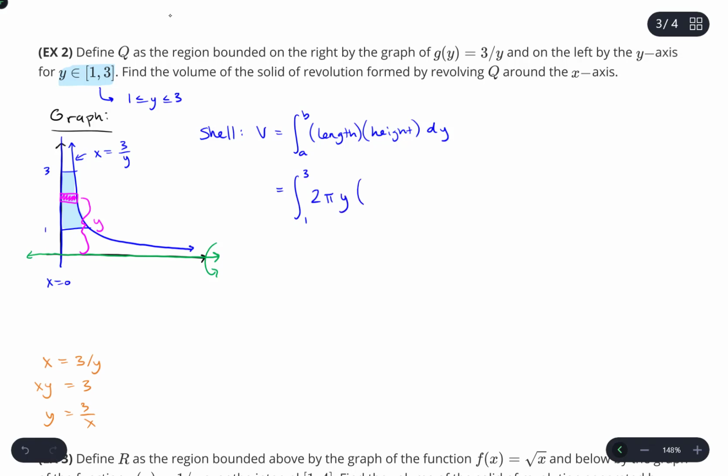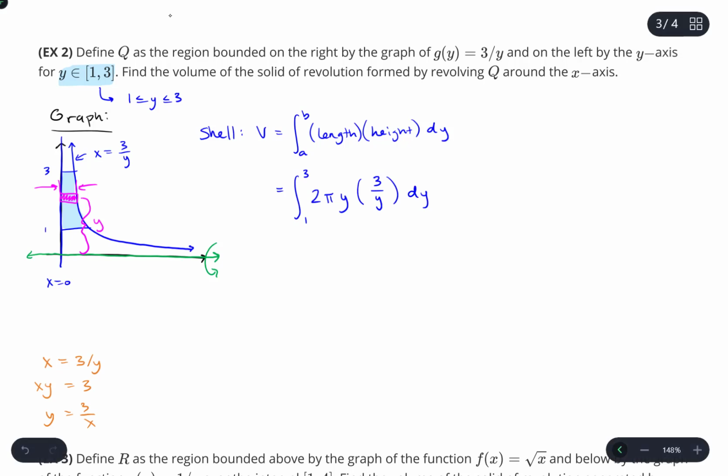The height of each rectangle, that's going to be this distance from here to here. So we just need to define what the most positive part of this rectangle is minus the most negative, and that's just dependent upon the function itself, which is 3 over y, dy.